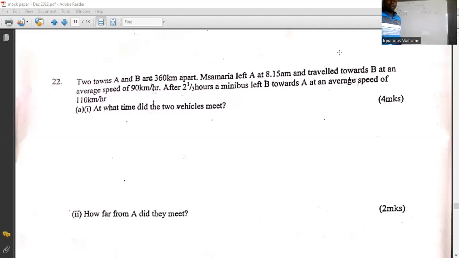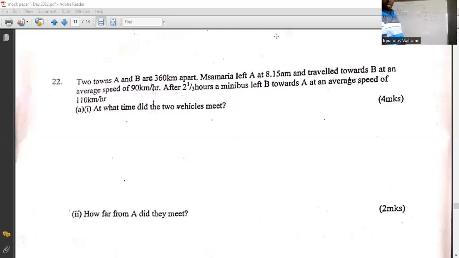One is the time difference. These two vehicles did not leave A and B at the same time. This one left at 8:15, and this one left after 2.5 hours. 2.5 hours means 2 hours and a third of 60, that is 2 hours, 20 minutes. So the questions are: at what time did the two vehicles meet, and how far from A did they meet?